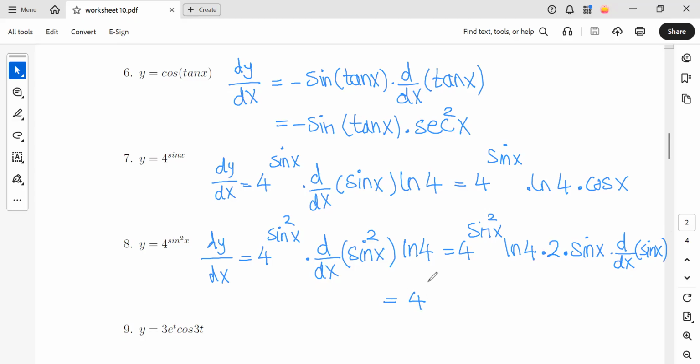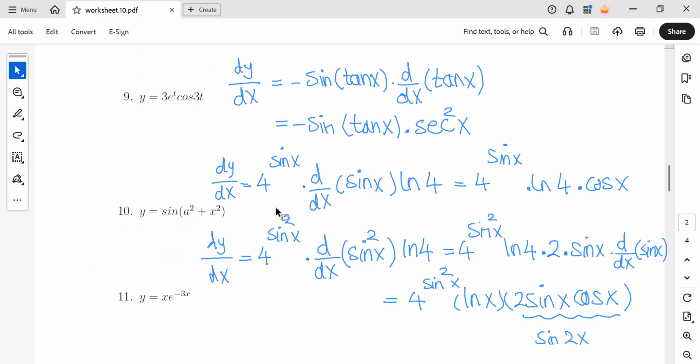Altogether, it will be 4 to the power sine squared of x, ln of 4, times 2 sine of x cosine of x. And you can rewrite this part as sine of double x, but it is optional. You can leave it as is. Let's move on to number 9.